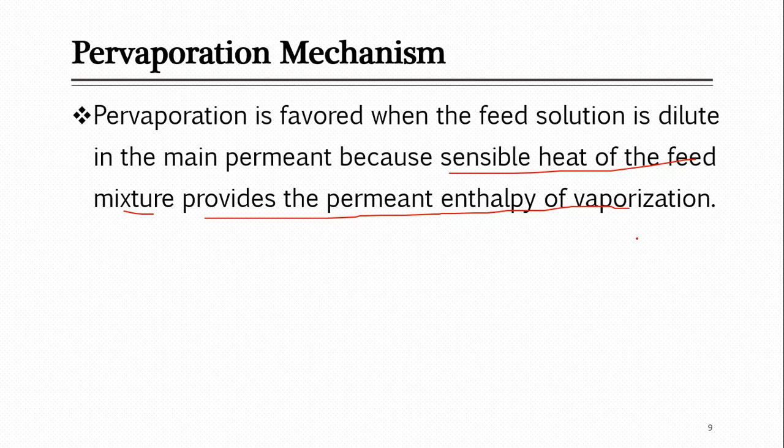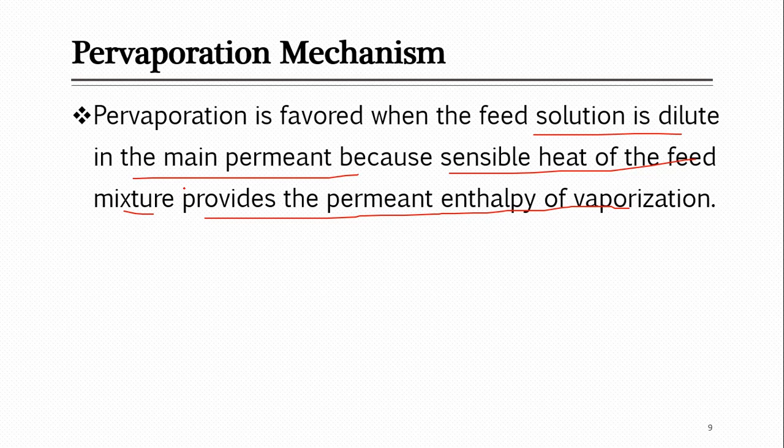So due to this phenomenon, you prefer pervaporation in those cases in which the mixture is dilute in the main permeate, or the main component which is separated. If that is present in a small amount, pervaporation will be the more favored technique. Why? Because in that case you will need a small amount of heat, and that can be easily provided through this mixture. Actually in this case you will not need to provide extra heat. You don't need to heat the feed to provide the heat of vaporization later on.